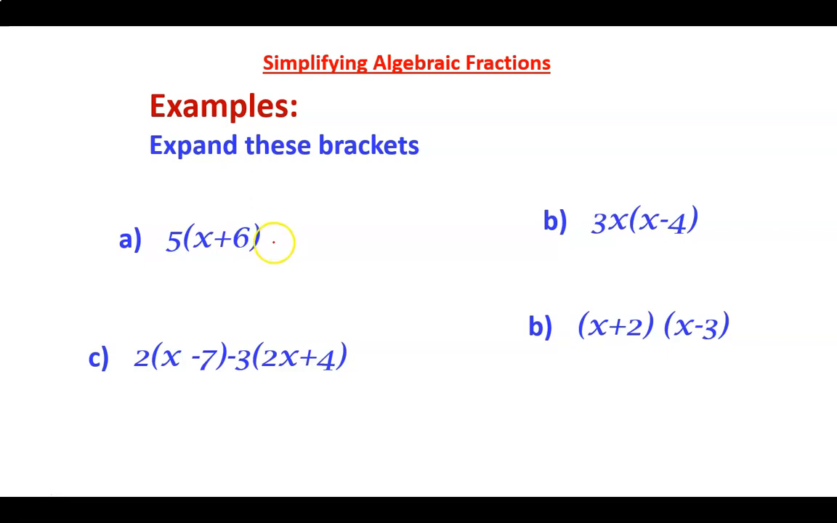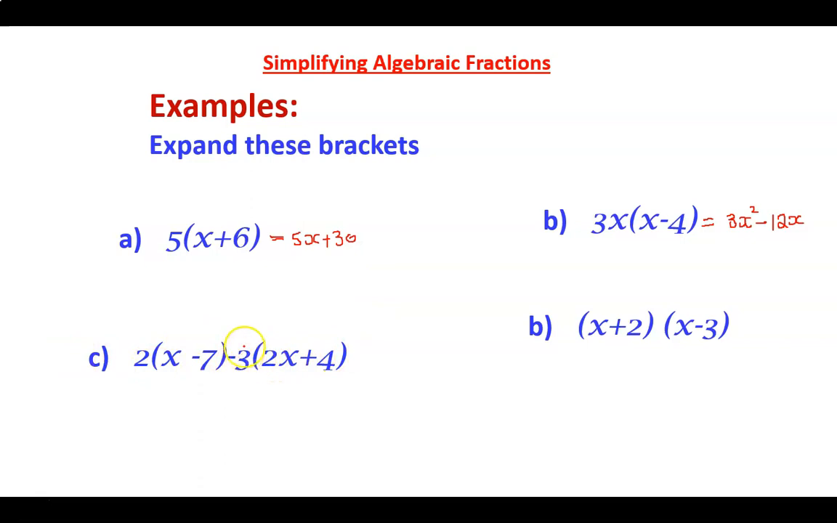The first one is a single bracket, so let's do it. Now 5 times x gives you 5x, and 5 times 6 gives you 30. So it's not hard, that's all. This one is something similar to the first one. It only generates x squared, so 3x times x, there you go, x squared, minus 3x times 4, that's 12x. So we expand that one as well.